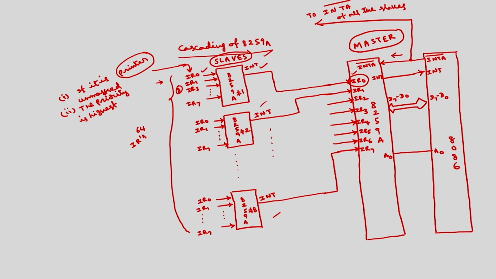Each slave will have some ID, and that ID will be informed through CAS lines. There are 3 lines called CAS 0, CAS 1, CAS 2. These will be connected to the corresponding CAS lines of all the slaves.